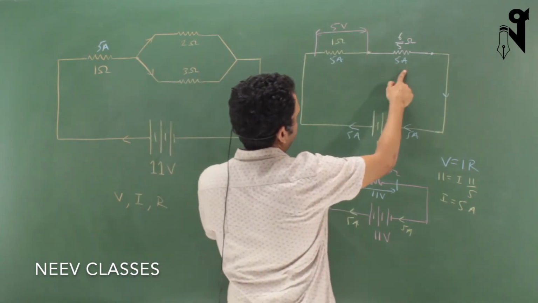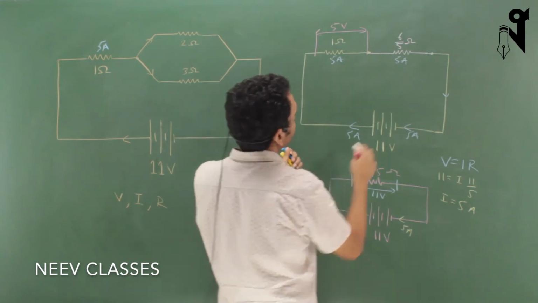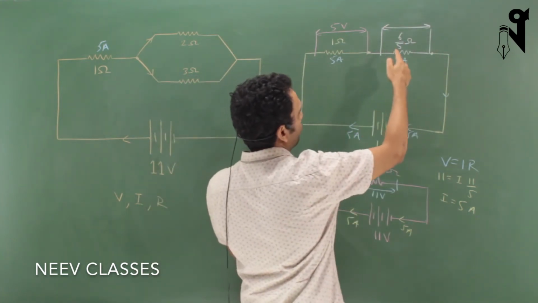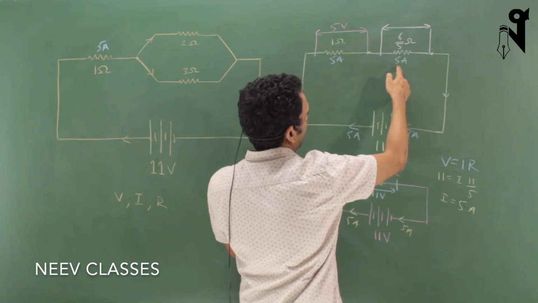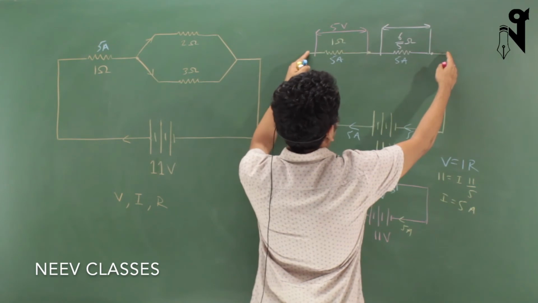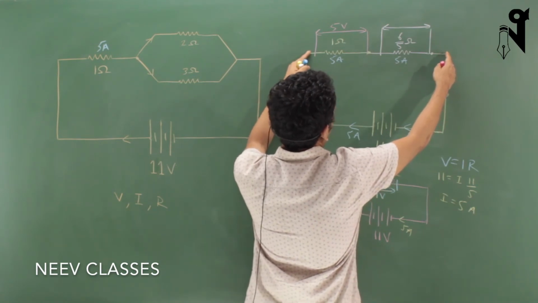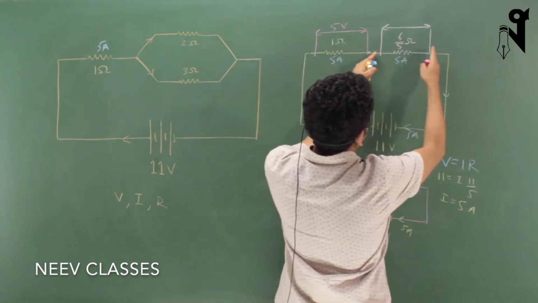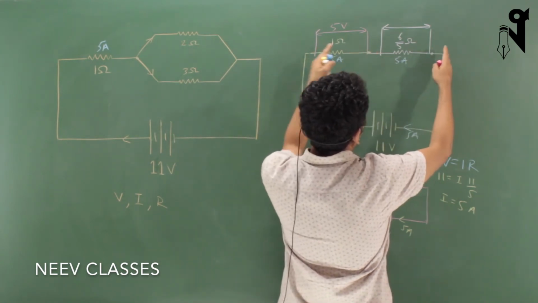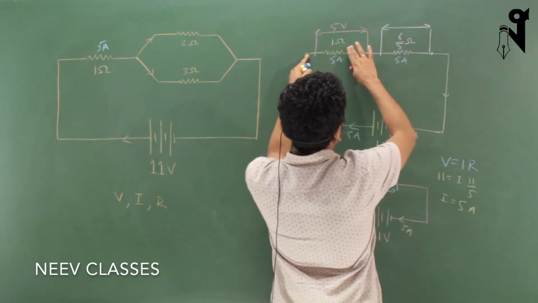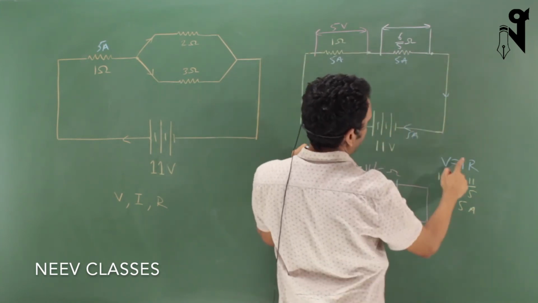Now what is the voltage across this one, the other guy? Again you can do V is equal to IR, or you can say that the total voltage was 11. Total voltage across these 2 points is 11. The potential drop is 11, out of which this is a drop of 5. So this has to be a drop of 6, so that the total drop becomes 11. 5 plus 6 is 11.